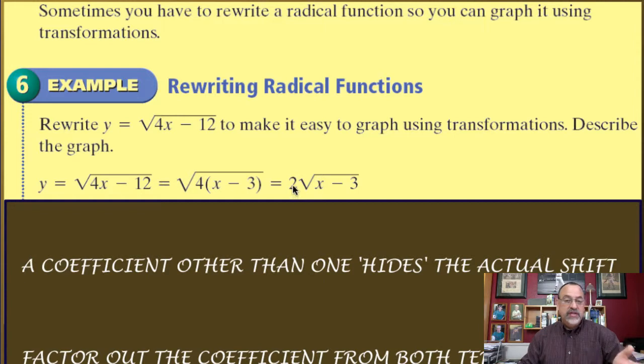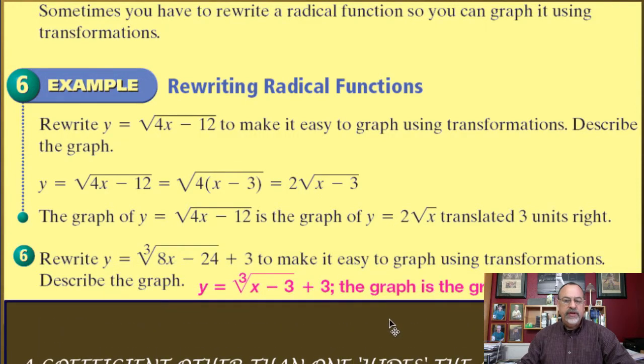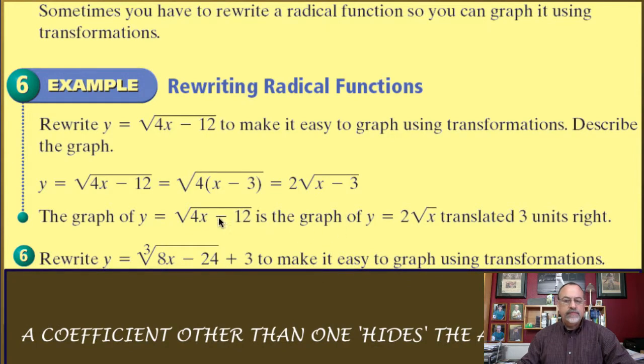So just a little side note here, a vertical stretch of 2 has the same effect as a horizontal stretch of 4. Okay, interesting thing that happens there. So anyways, this is what we do. This is what we call rewriting the graph so that we can see what the transformation is. So I just showed you that example there. So after I factor it out, this would be a shift of this graph. This would be the original function, 3 units to the right. So now I can see the shift.